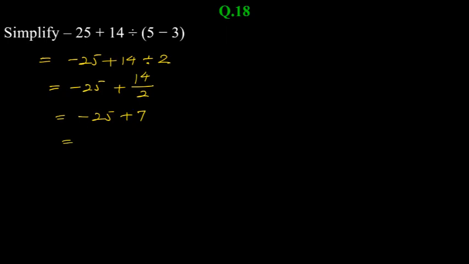Now here, when you have one positive, one negative, the sign will always be of larger one. 25 is larger one, negative. And then subtraction, 25 minus 7, 18. Okay. If one is positive, one negative, it will always be subtraction, but the sign will be of the larger one.